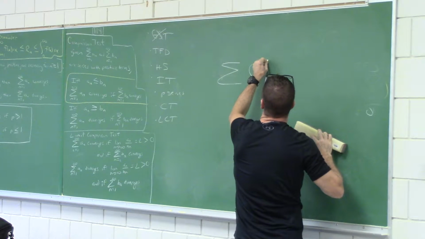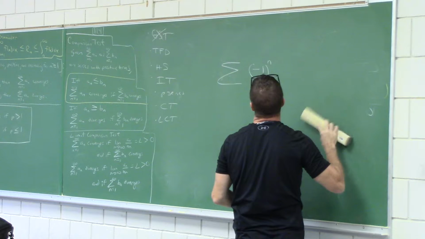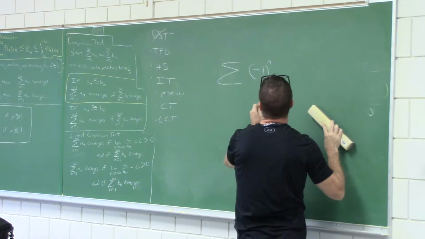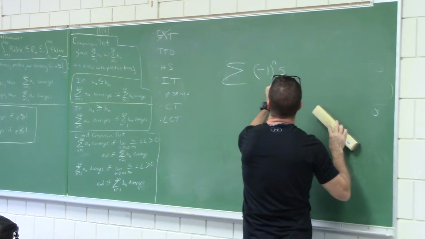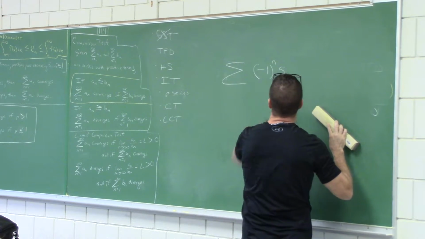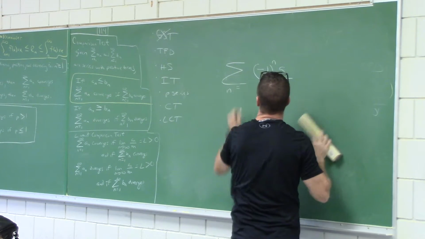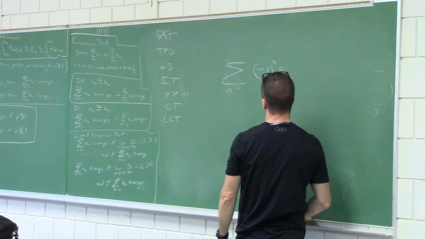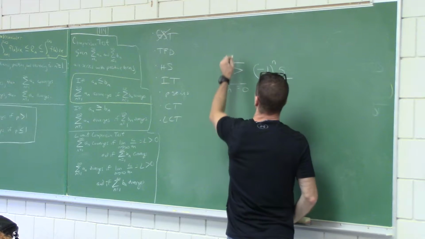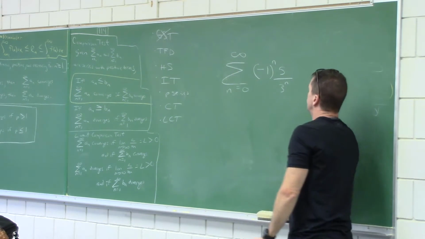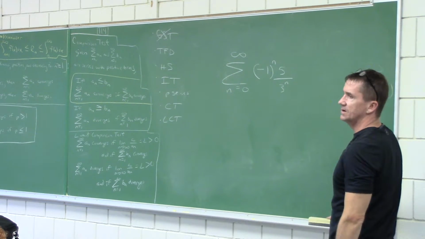-1 to the n times 5 over 3 to the n. And you know what? I think I'll start at n equal to 0, because anything to the 0 power is what? Yeah, 3 to the 0 is 1, right?